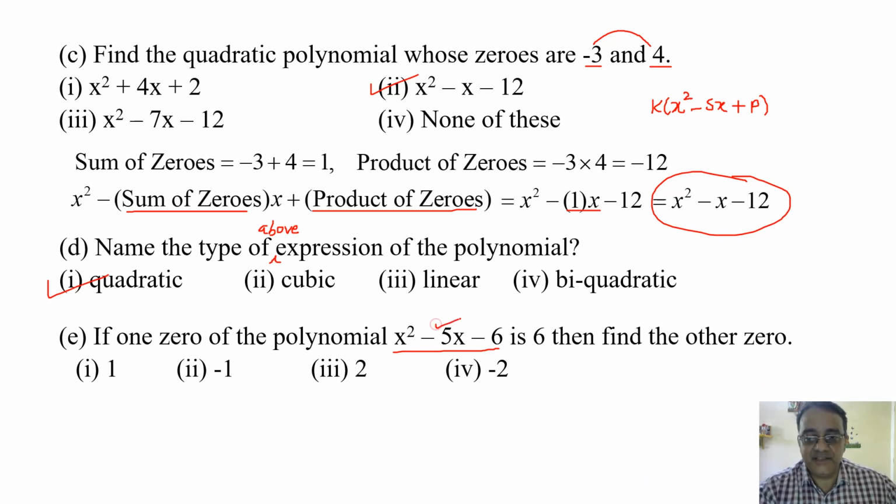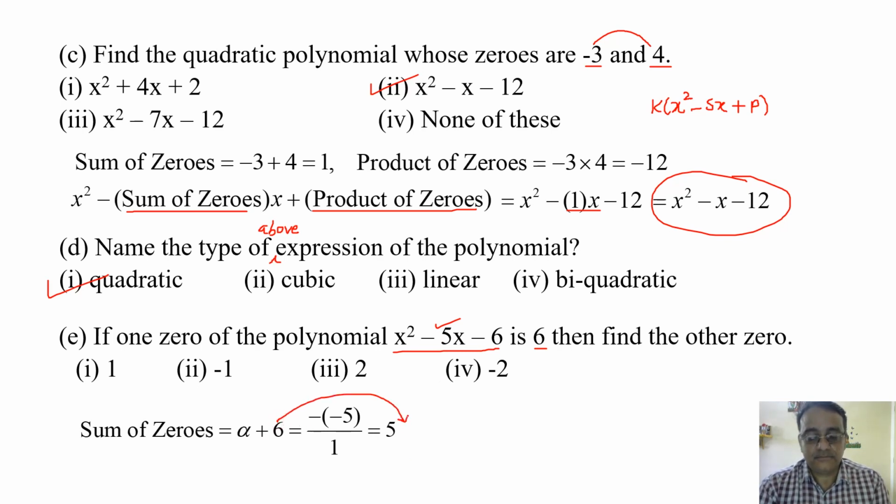So b यहाँ पे -5 है. So let the other zero be alpha. So alpha plus 6 is equals to minus of -5 upon 1, that is 5. Now shift 6 to this side. So alpha is equals to 5 minus 6, that is equals to, yeah, right, minus 1. And the correct option is the second one. Right. Now we are moving toward the next question.